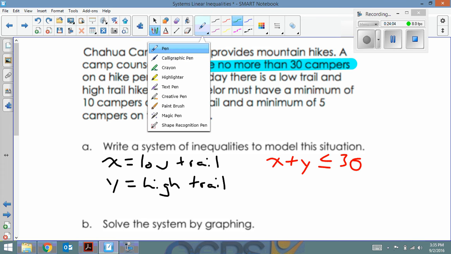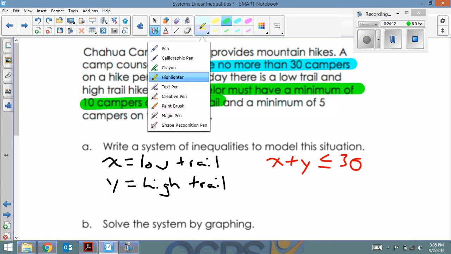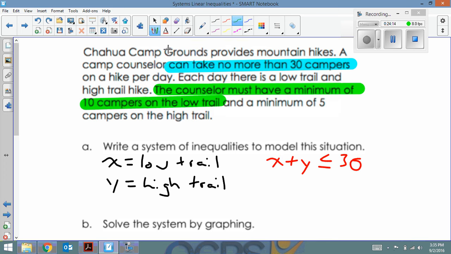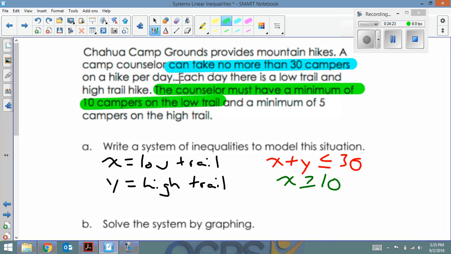Then they tell us some other stipulations. They tell us, one, that the counselor must have a minimum of 10 campers on the low trail. Okay, so a minimum of 10. So we're going to write that as low trail, so that's x. X has to be greater than or equal to 10. They also tell us that they must have a minimum of 5 campers on the high trail. So we know that y has to be greater than or equal to 5.